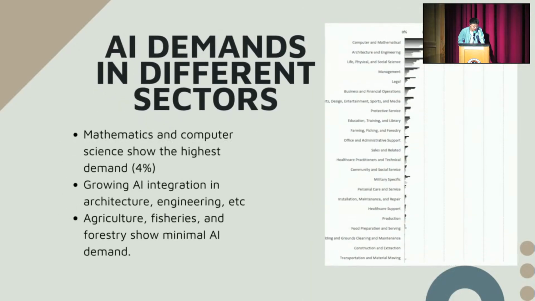Now looking at AI demand in different industries, mathematics and computer science are showing the highest demand for AI skills, with approximately 4% of them requiring AI expertise. By 2019, we also see growing AI integration in architecture, engineering, life sciences, physical sciences, finance, manufacturing, and so on. Meanwhile, sectors like agriculture, fisheries, and forestry show minimal AI demand.